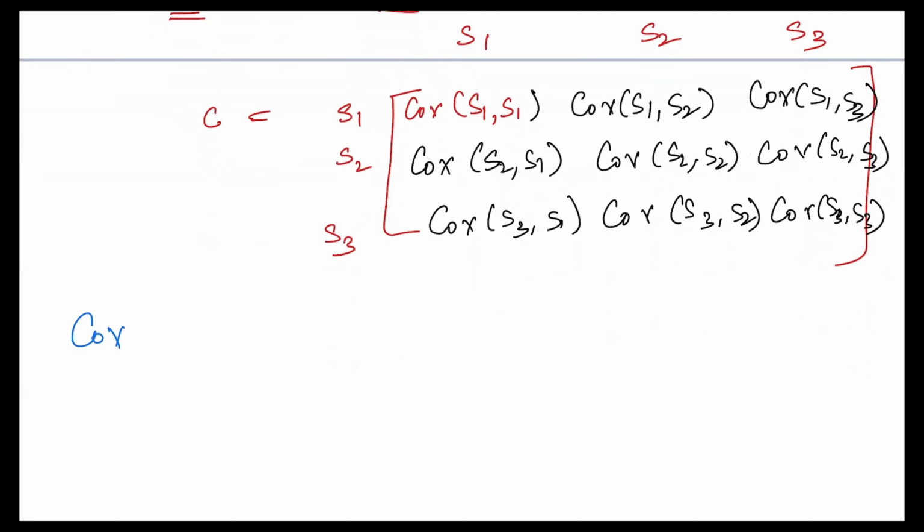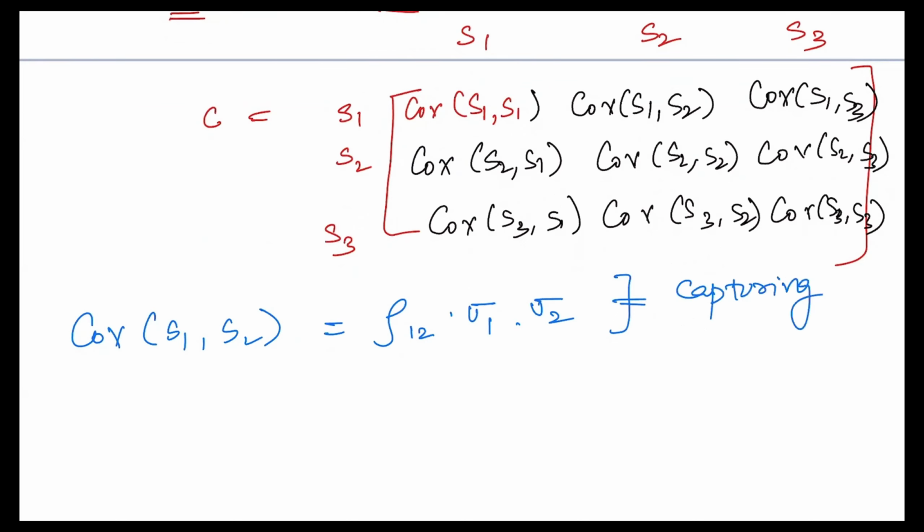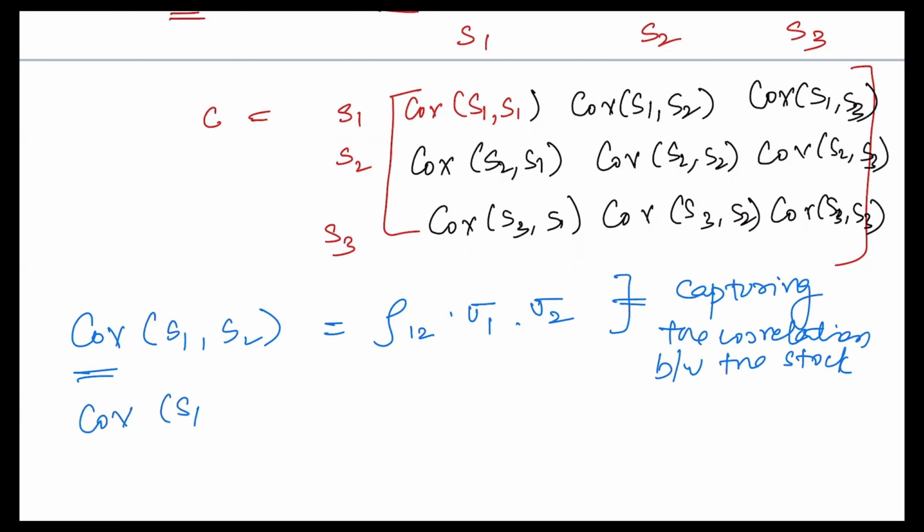Now, what is the formula of covariance? Let's say, what is the formula of covariance of S1, comma S2? It is nothing but the correlation between stock 1 and 2 multiplied by the standard deviation of stock 1 multiplied by the standard deviation of stock 2. So in this way, we are capturing the correlation between the stocks. And that is why this covariance matrix really helps us capture the standard deviation as well as the correlation between the stocks. Similarly, the formula for covariance of S1, comma S3 is the correlation between stock 1 and 3 multiplied by the standard deviation of stock 1 multiplied by the standard deviation of stock 3.